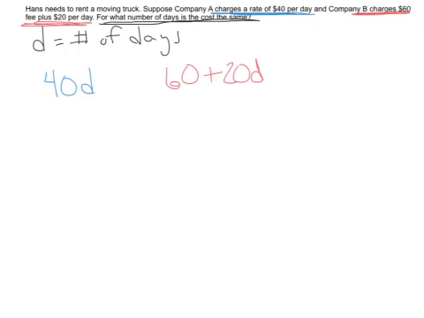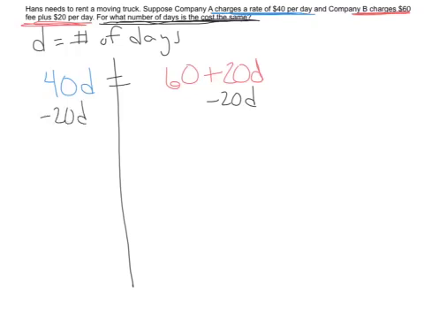So the question, for what number of days is the cost the same? So when is Company A in the blue equal to Company B in the red? So once again, we have variables on both sides, so we're going to draw our line and solve. Since we have variables on both sides, start with the smallest variable, which is the 20D. So we'll subtract 20D from each side.